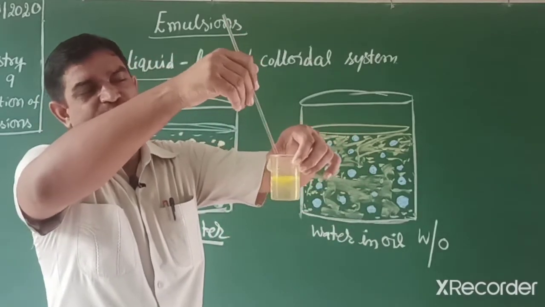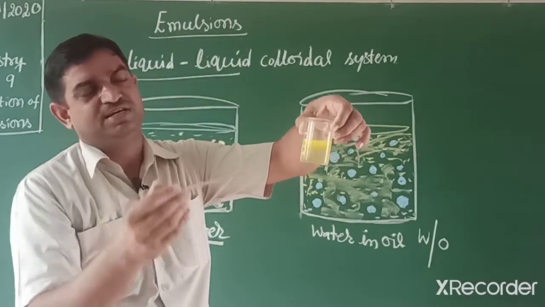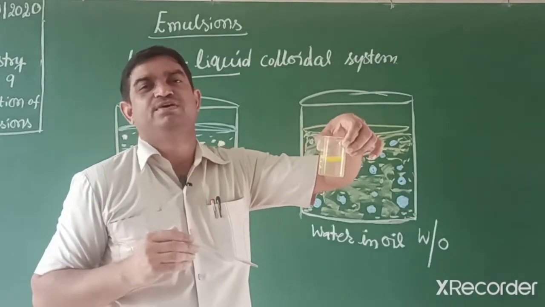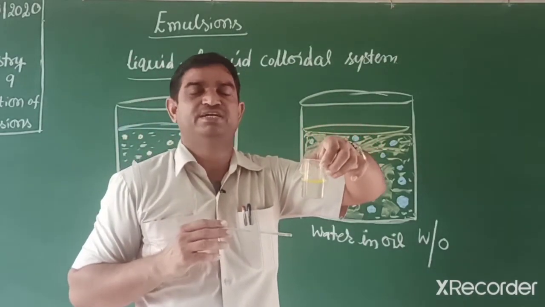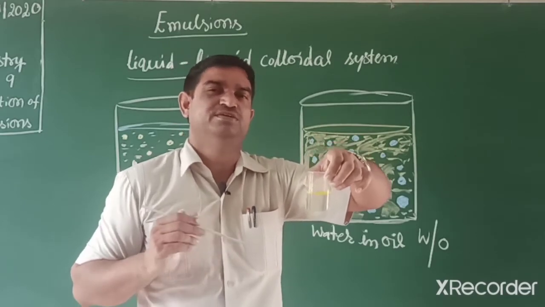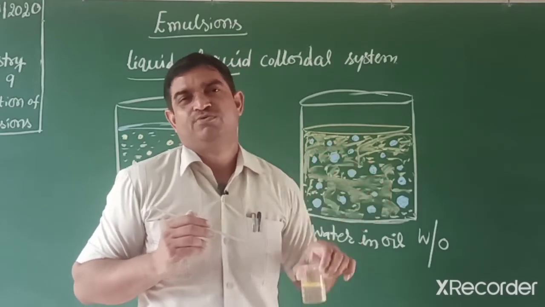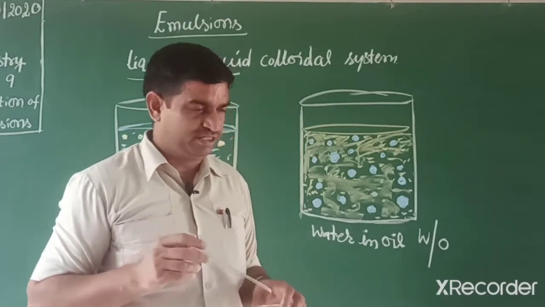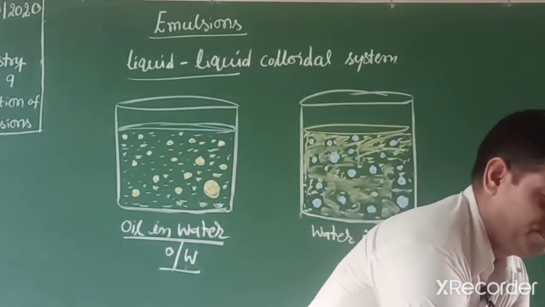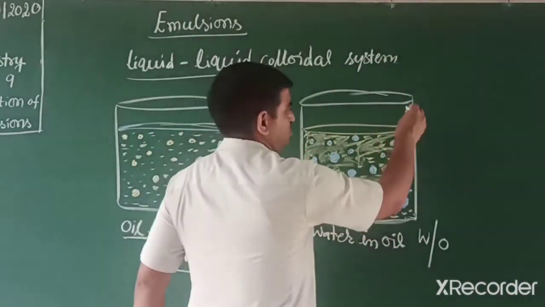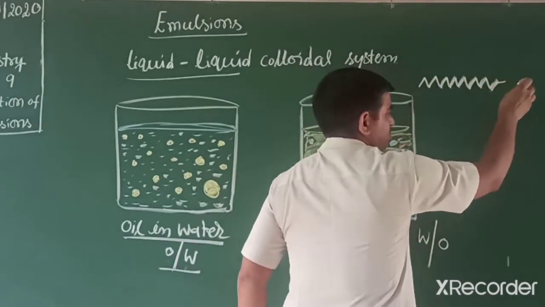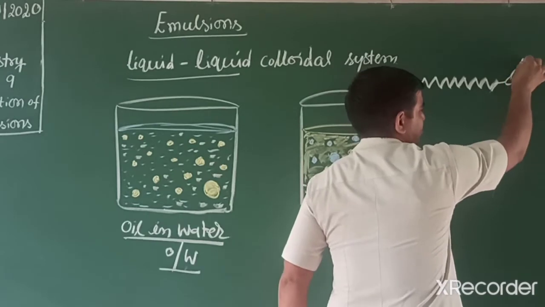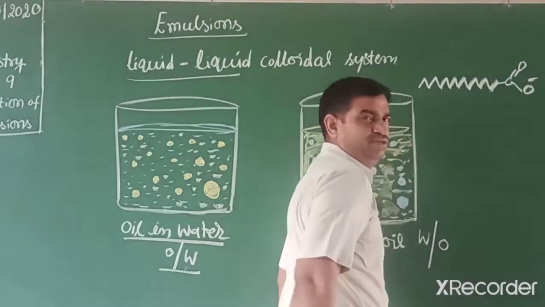Friends, if we don't add it, then what happens? There is a separate layer, an immiscible layer. So for stability we require an emulsifying agent like soaps and synthetic detergents. Why? Because soaps and synthetic detergents have two portions, like this: a large hydrophobic chain, and that side is a hydrophilic portion.